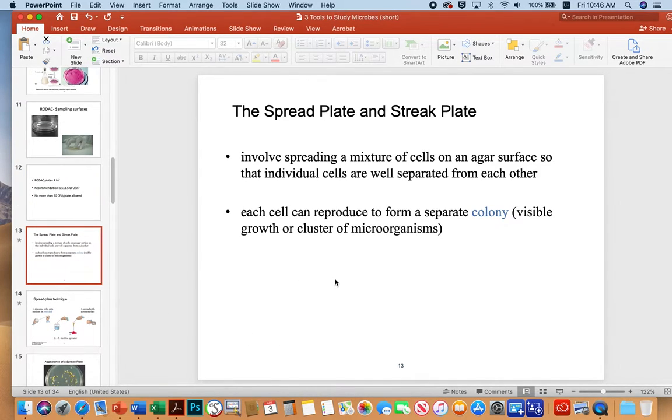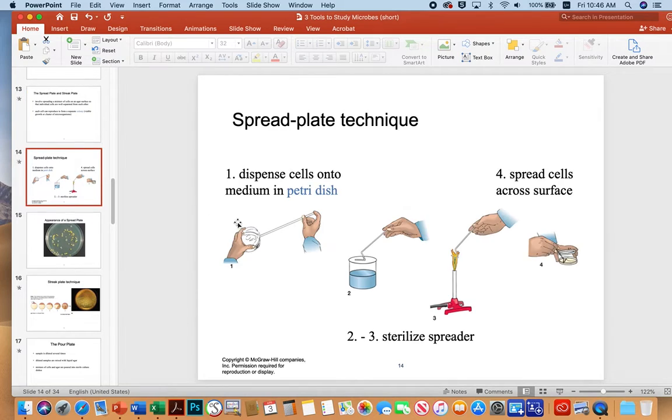The spread and streak plate involves spreading mixtures of cells on an agar surface so that individual cells can be well separated from each other, and then they can form separate colonies that can be quantified. So the spread plate technique looks like this, where you basically dispense cells onto medium in a petri dish, and then usually we use a glass rod or a metal one, and dip it into some alcohol, and then light the glass rod on fire, let it cool, and then spread the microbes around the surface of the plate.